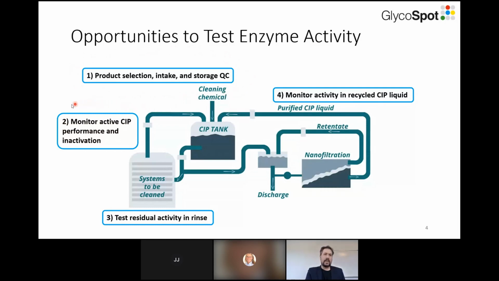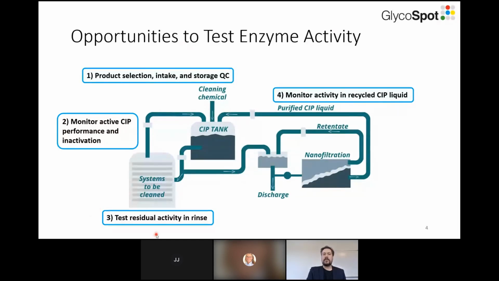But then once it enters the cleaning system, it's possible to either take samples potentially during the cleaning process, or simulate the cleaning process separately from the tank itself. And so this allows you to evaluate all the different parameters in the cleaning process to make sure that your enzymes are performing as well as they can.